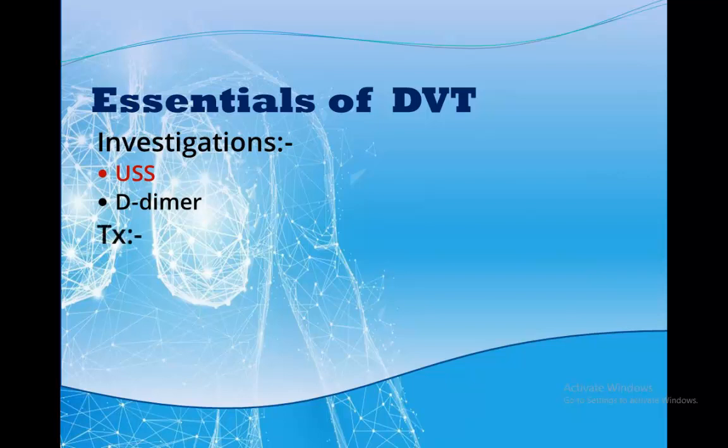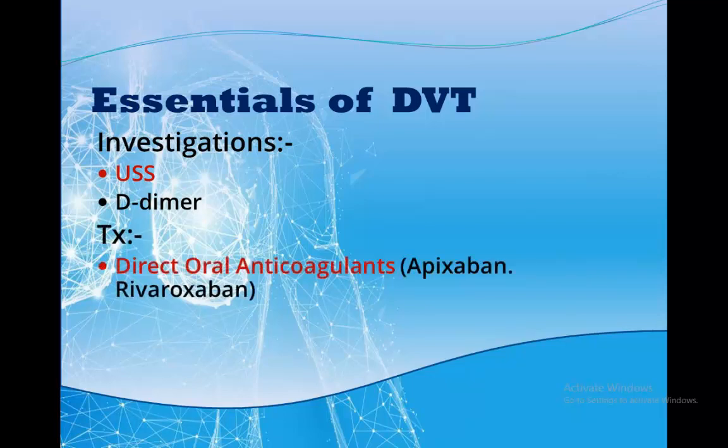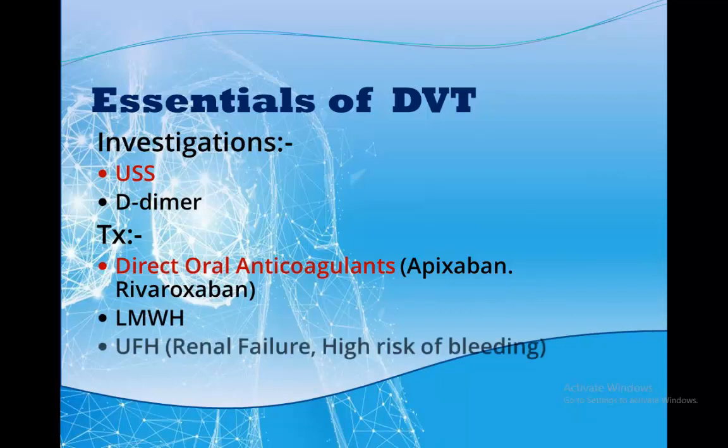In treatment, the first line is direct oral anticoagulants like apixaban or rivaroxaban, because they've all been proven to show less risk of bleeding and work quickly without needing to use an IV anticoagulant. Low molecular weight heparin is used if oral anticoagulants are unavailable. Unfractionated heparin is used in those with renal failure or have a high risk of bleeding. And lastly, warfarin is used if all else fails.